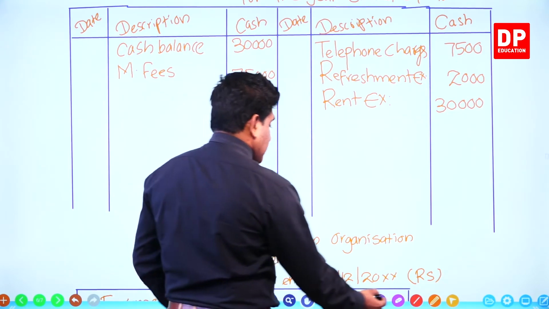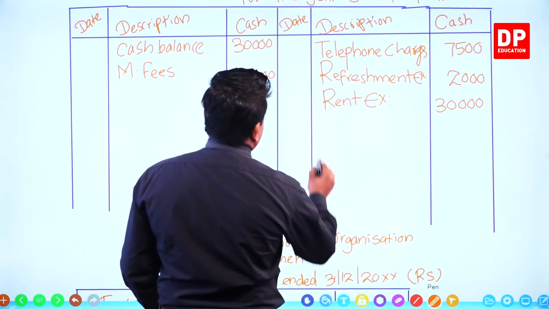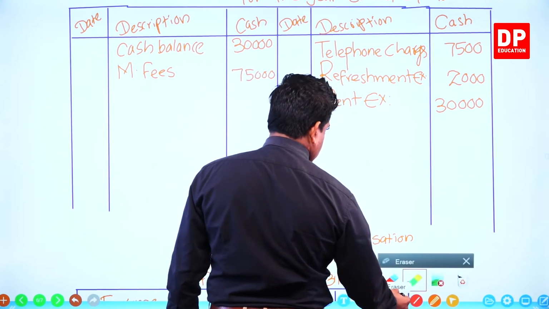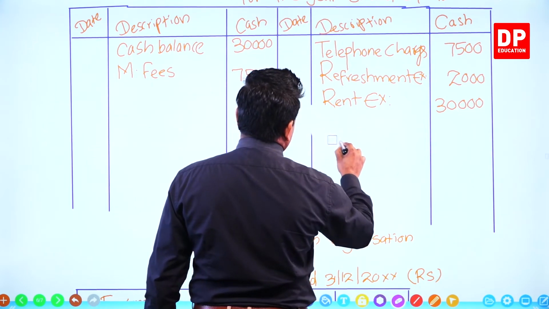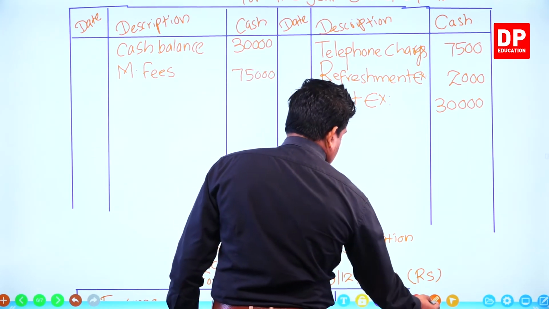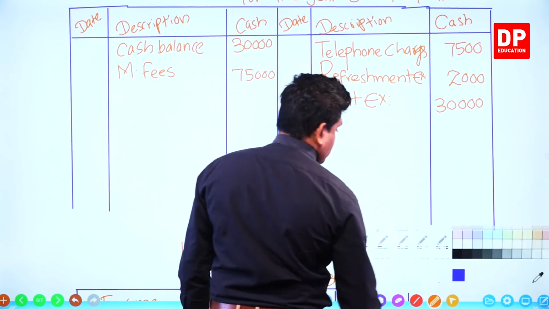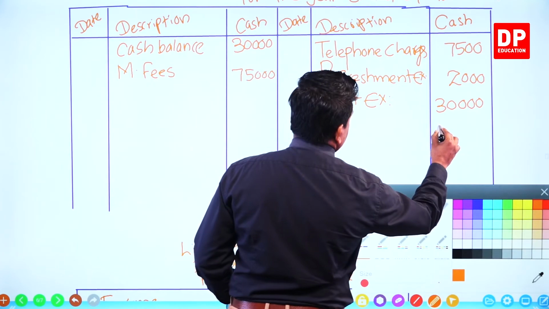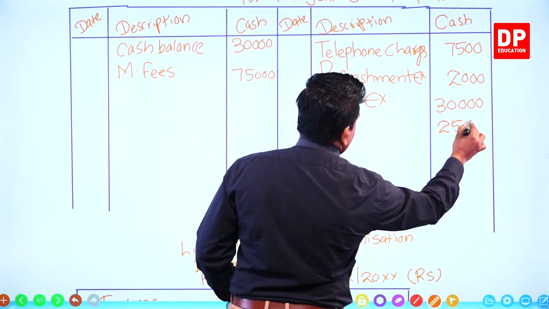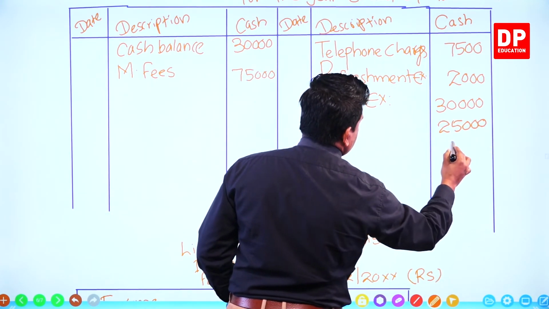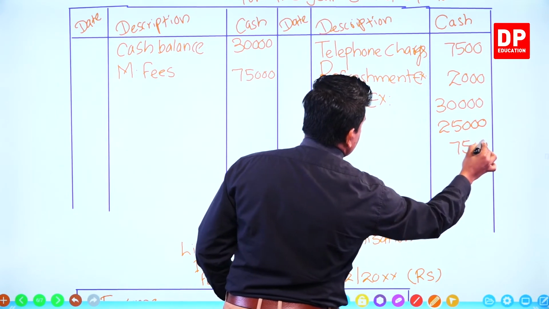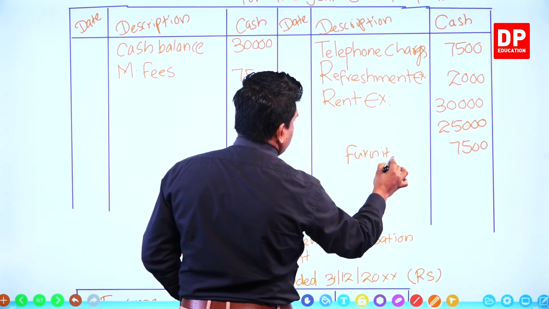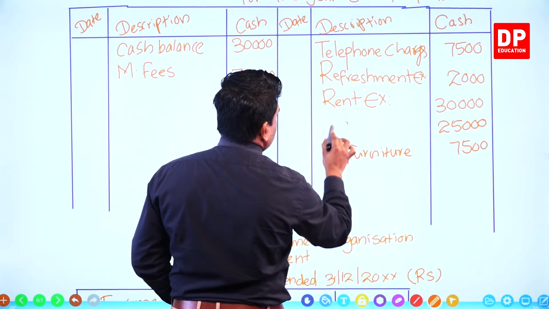Here, the question is provided us, they purchase equipment, no? They have given equipment for us. To acquire that equipment, they have spent 25,000 first. Furniture. For the furniture, how much? 7,500. They have given money. So, we write them in the receipts and payment account. The other one is equipment.